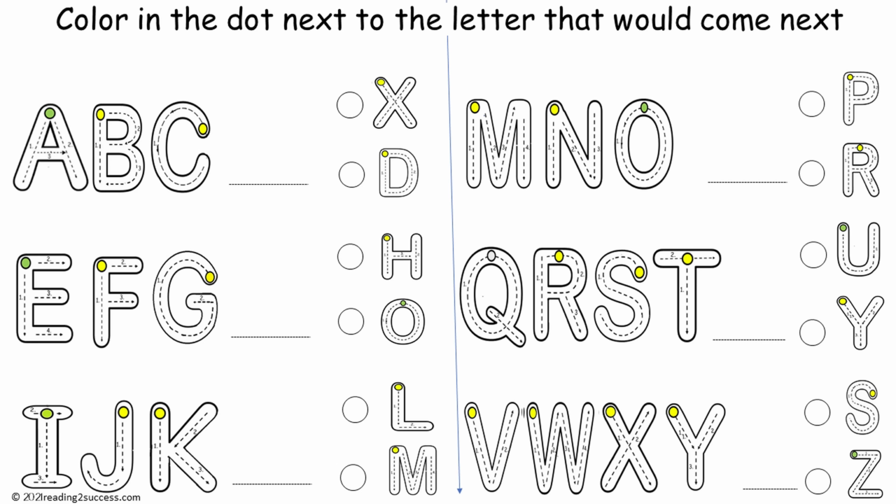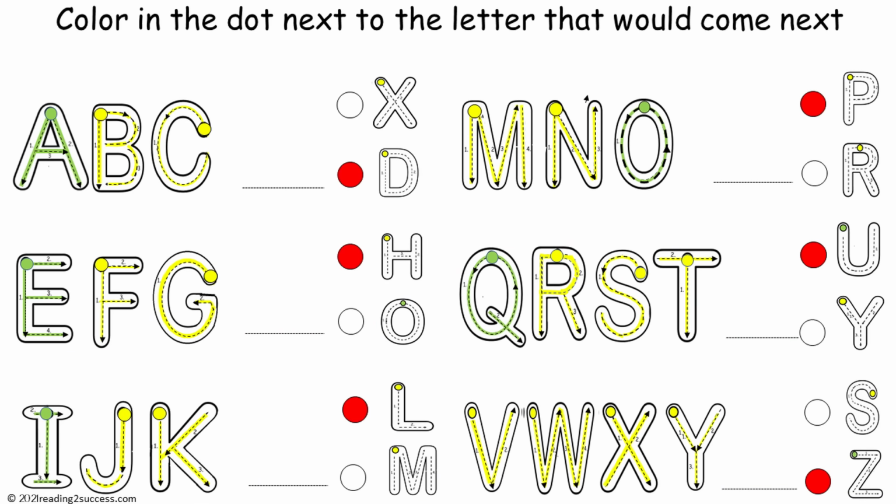Now have kids fill in the dot or the circle next to the letter that would come next. In our completed example, A, B, C, D would come next. Second, E, F, G, H would come next. Then our last one in this column, I, J, K, the L would come next.